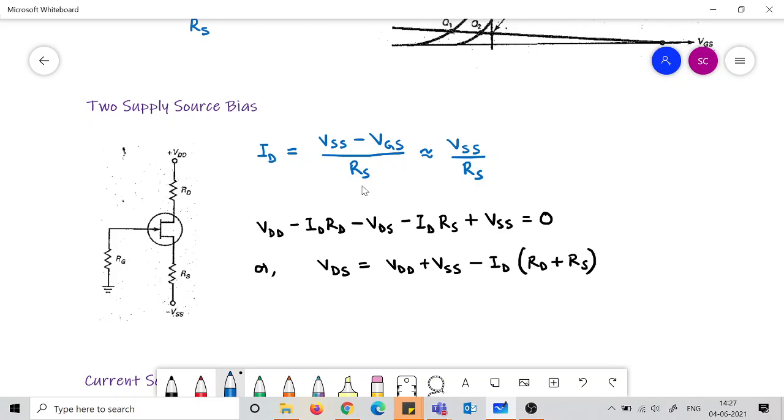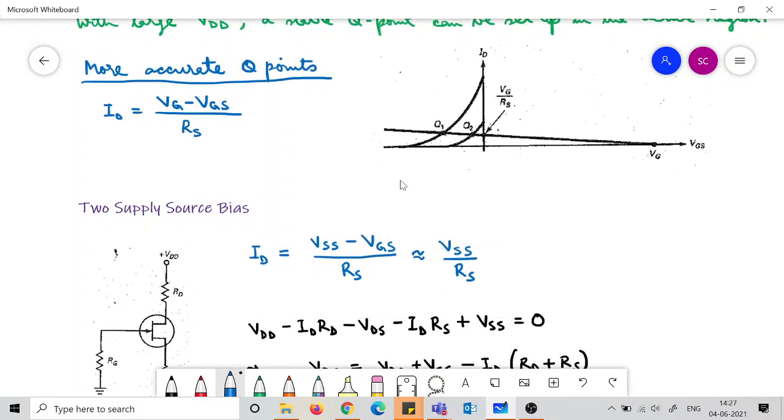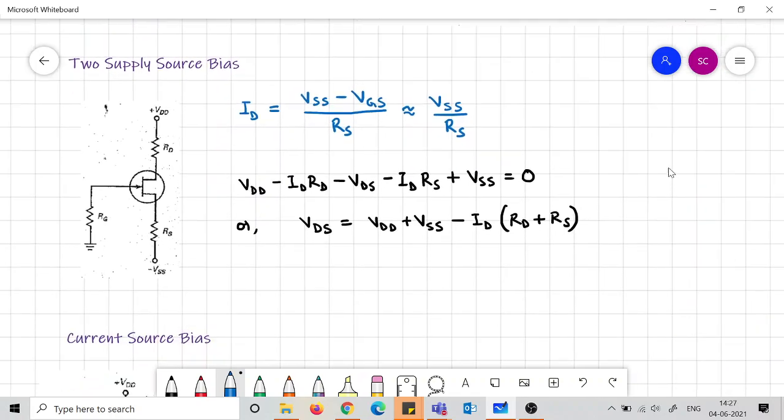Similarly, if you wish to have a more accurate analysis, you can plot this equation in the transconductance curve, and again a similar curve would appear like this, where you will see that ID is almost constant even if your VGS is varying.